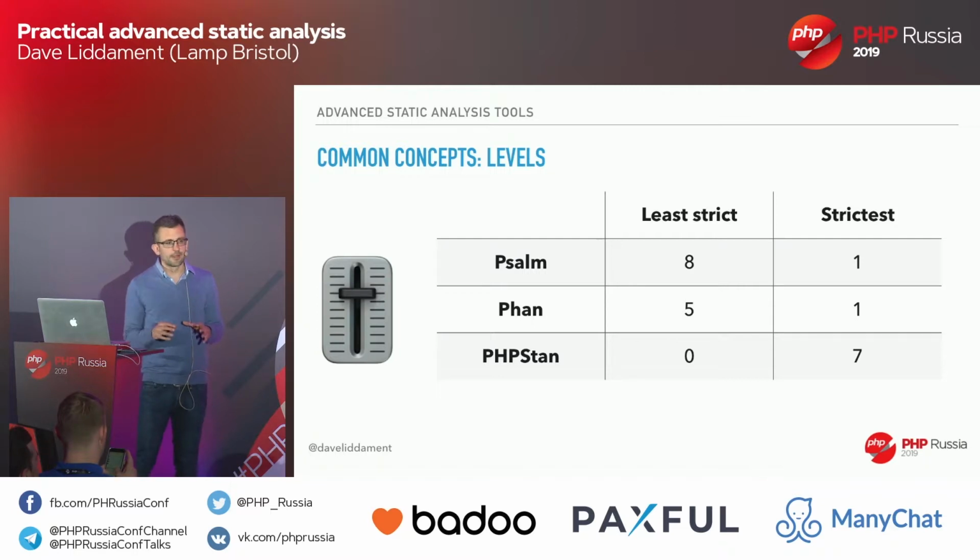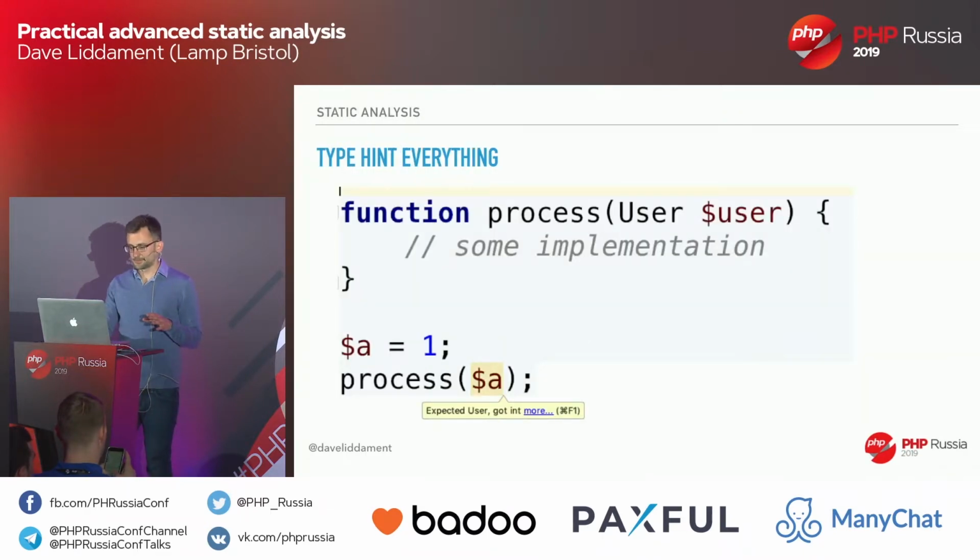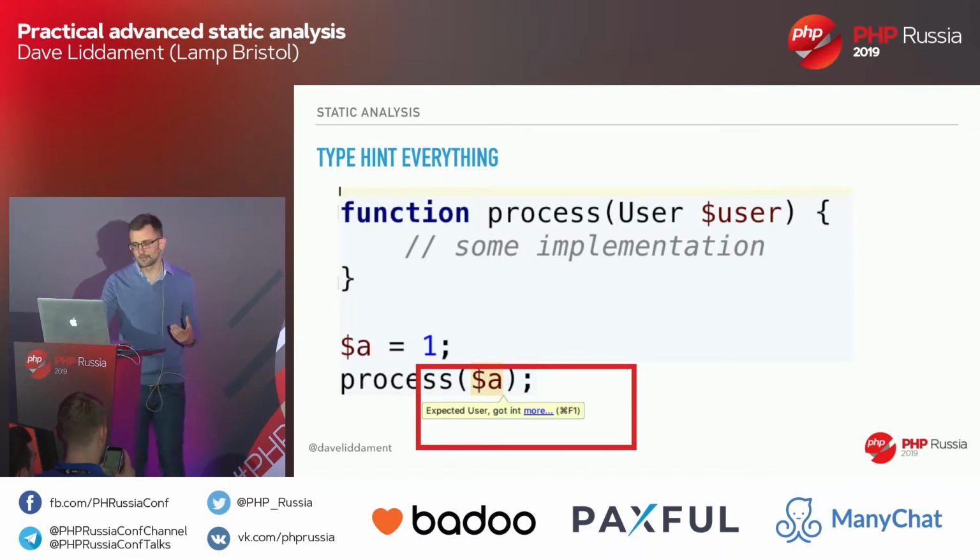So there are some common concepts between all of these tools. They all have a concept of levels, going from least strict to most strict. Every time you add another level, there are more and more rules, and it becomes stricter and stricter. So to get the best out of these tools, we need to type hint everything. From that example earlier, just by adding the type hints, we can see that we've made a mistake. So if you're going to use these tools, then you want to go through your code base and start adding in type hints if you're not already.